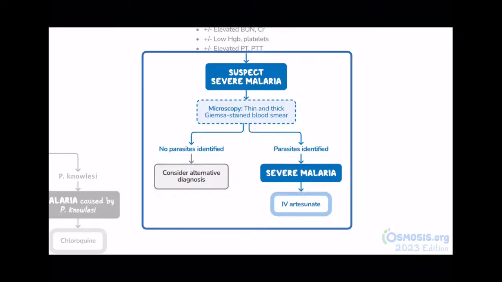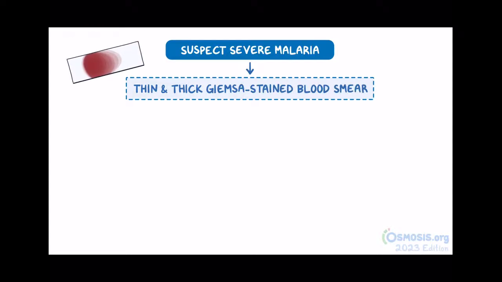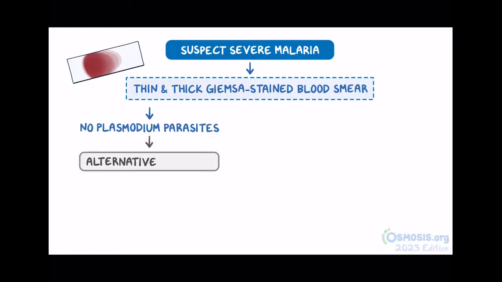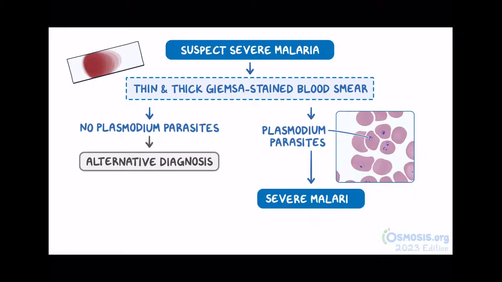Now, if your patient is presenting with these findings, suspect severe malaria and obtain a thin and thick Giemsa-stained blood smear. If microscopy reveals no Plasmodium parasites identified, consider an alternative diagnosis. However, if the microscopy reveals Plasmodium parasites, you should diagnose severe malaria and start intravenous artesunate.